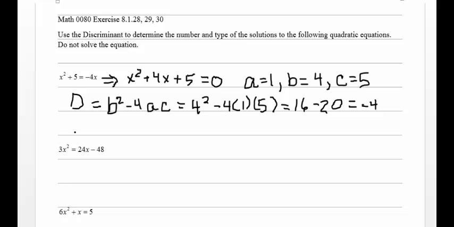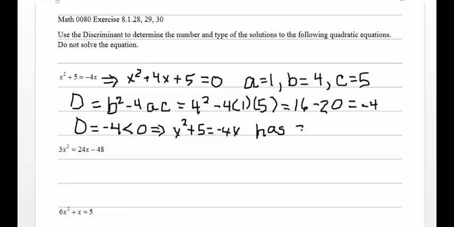So since the discriminant is negative 4, which is less than 0 or negative, x squared plus 5 equals negative 4x has two non-real solutions. So you'll be taking the square root of a negative here. So you're going to get two non-real solutions.